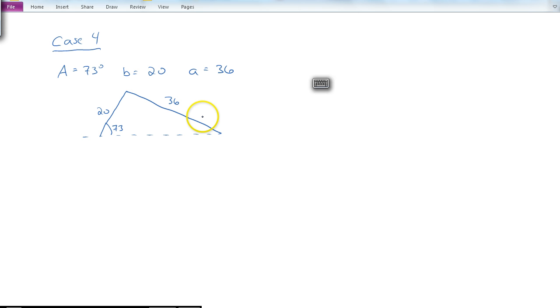Okay, so we need to figure out this angle, and this side. So I'm going to call this angle B because it's opposite side B. This is angle A, and this is side A. Sorry, not true. This is angle C, and this is side C. Okay, so how do I go about doing this? Well, I have enough information to figure out angle B with the law of sines. So here we go. Sine of angle B over 20 should equal the sine of 73 over 36.